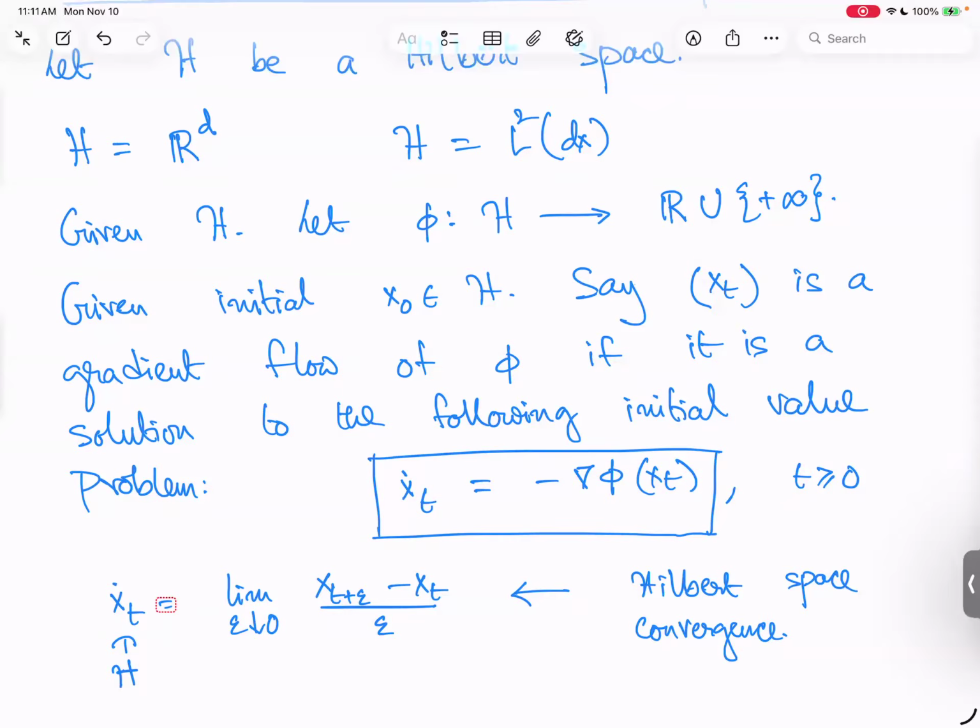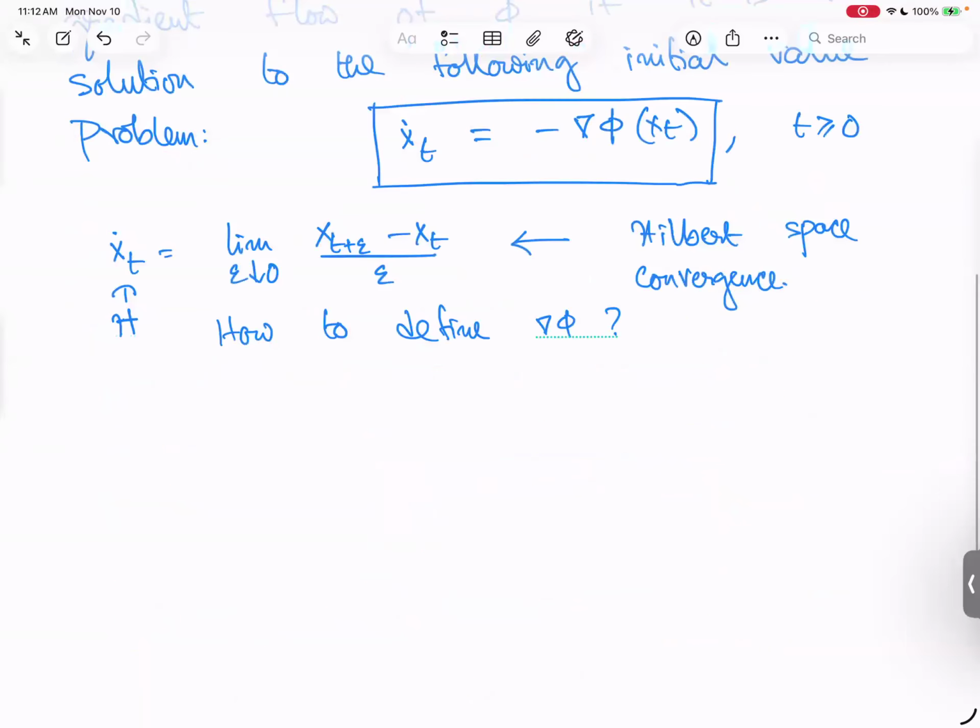So let's see some consequences before we define what is the gradient of phi. We'll talk about how to define the gradient of phi later. So what are some consequences? One immediate consequence is the following.